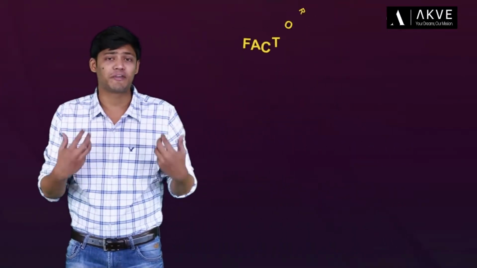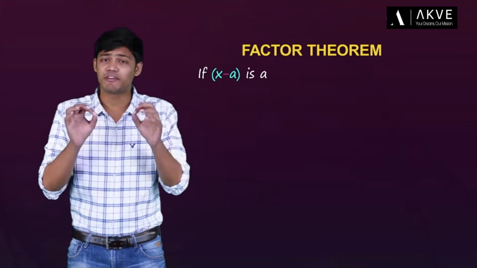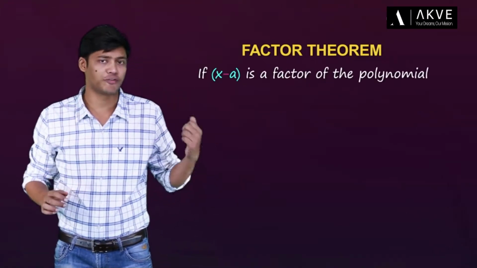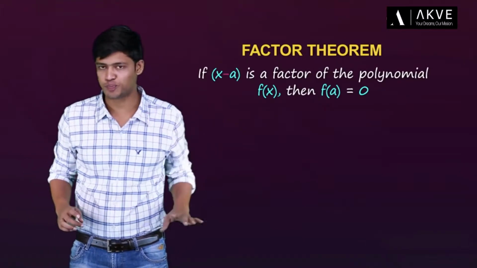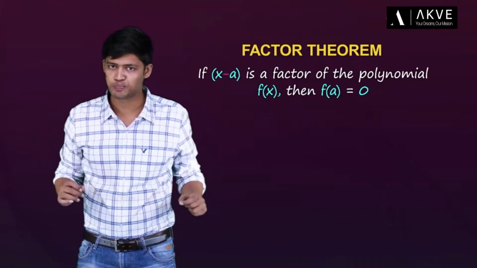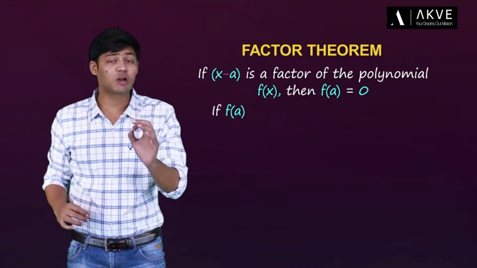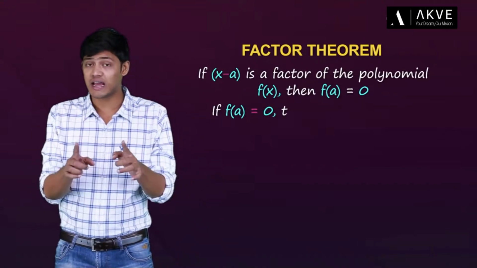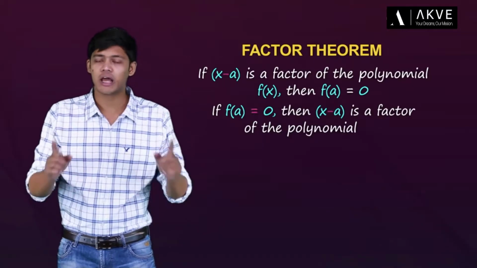Now from the factor theorem we know that if x minus a is a factor of the polynomial f of x, then f of a is equal to 0. And even the vice versa is also true. That is, if f of a is equal to 0, then x minus a is a factor of the polynomial f of x.